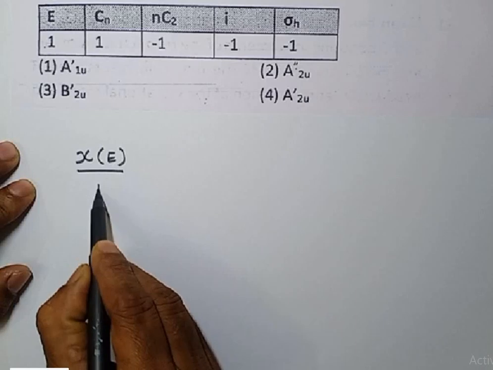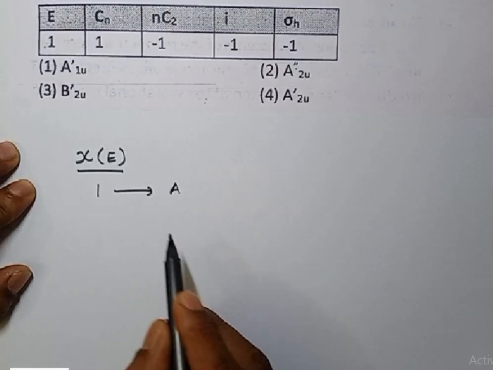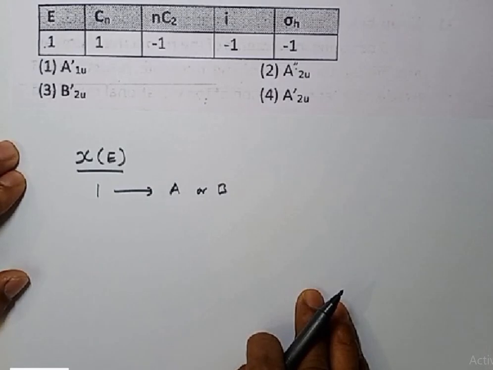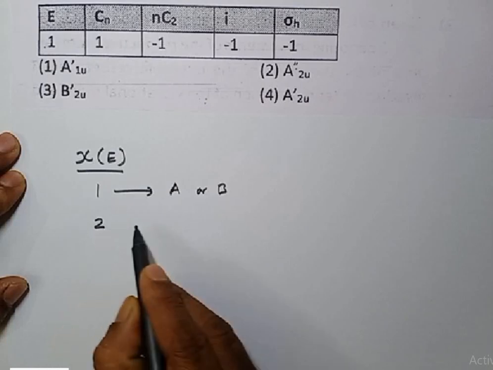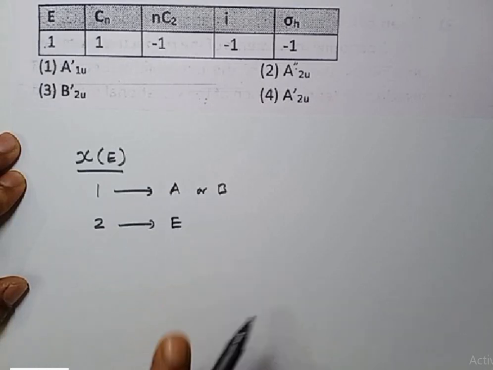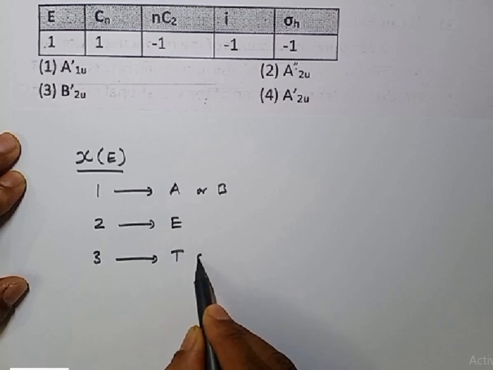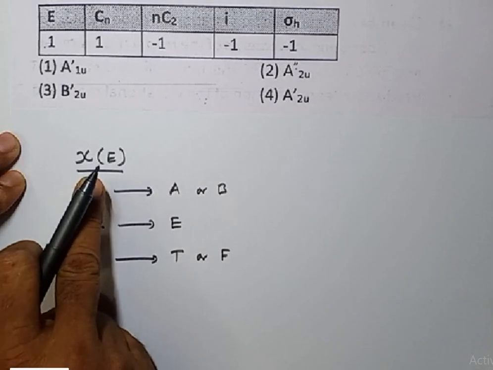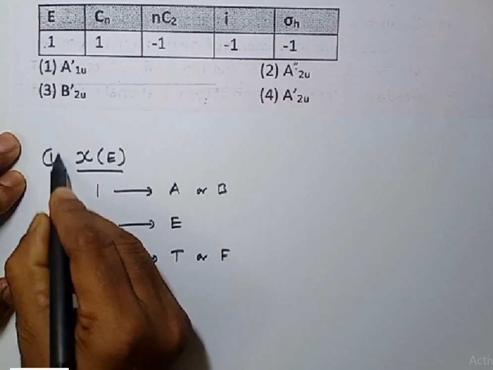If the character is 1, then the symbol for the irreducible representation is either A or B. Remember, A and B are one-dimensional irreducible representations. If the character for the identity operation is 2, then it is a two-dimensional irreducible representation, which we represent by the symbol E. If the character is 3, then we use the symbol T, or sometimes F. So check the character of the identity operation and you can very easily identify the symbols. So this is rule number 1.